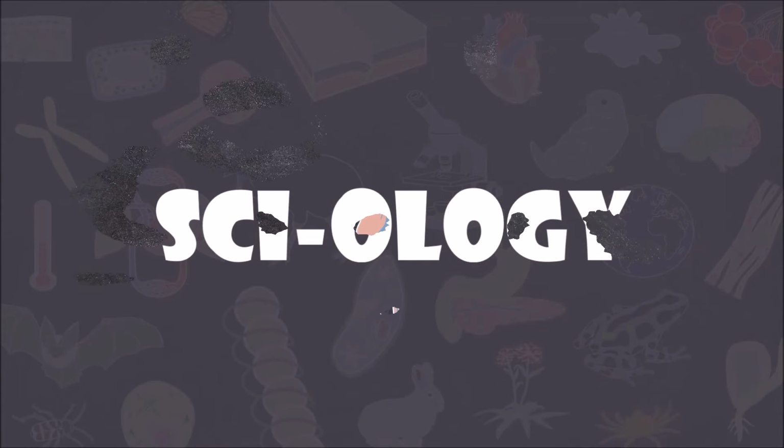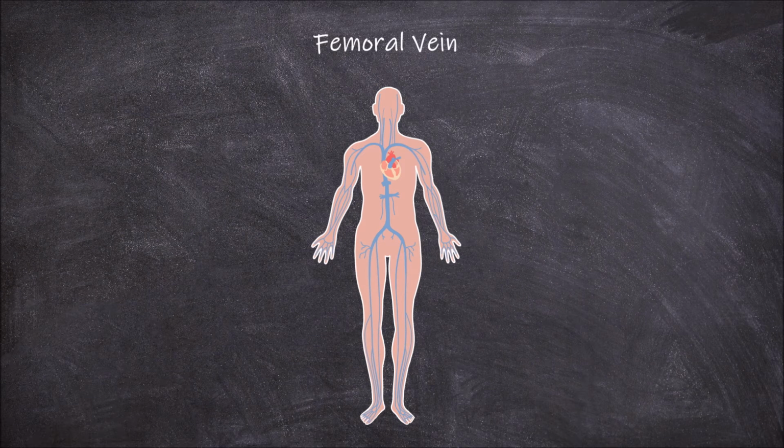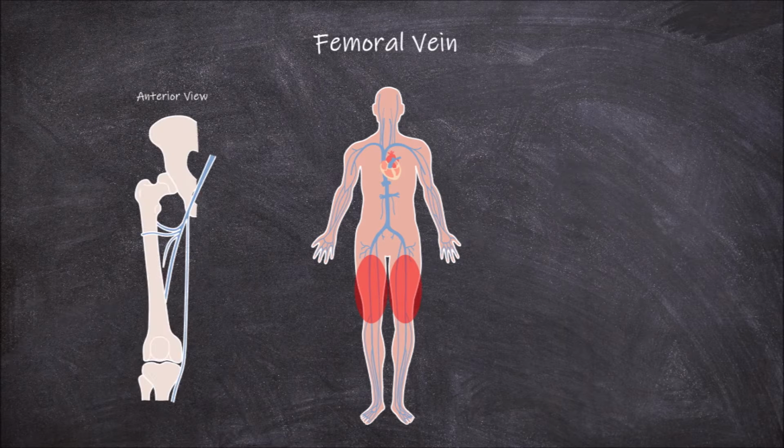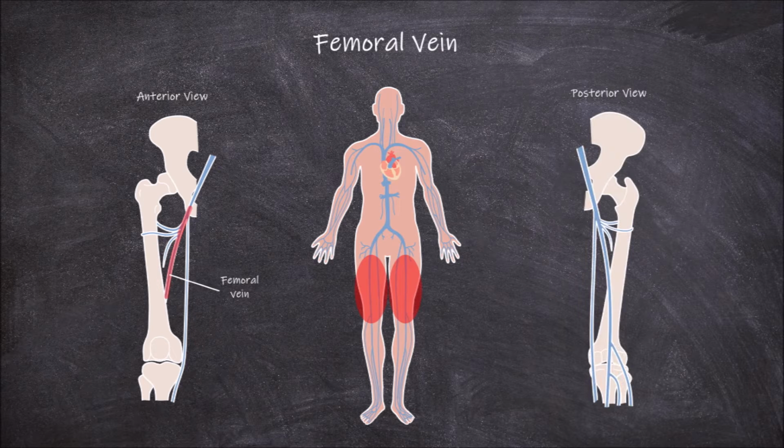Welcome back, I'm Rachel, and in this video I'm going to go over the structure and function of the femoral vein. Firstly, where is this vein located? The femoral vein is located on the medial side of each upper leg. If we look more closely at the veins from the anterior view of the right upper leg, we can see this vein highlighted in red. If we also look more closely at the veins from the posterior view of the right upper leg, we can again see this vein highlighted in red.